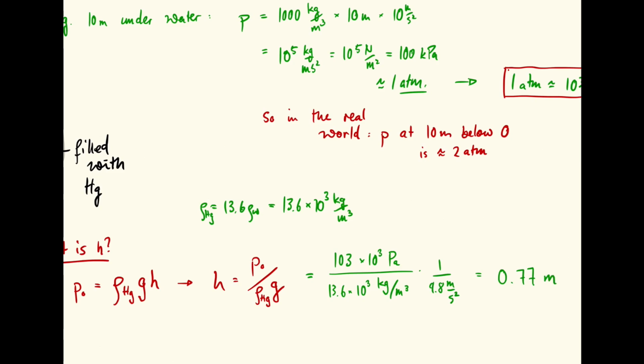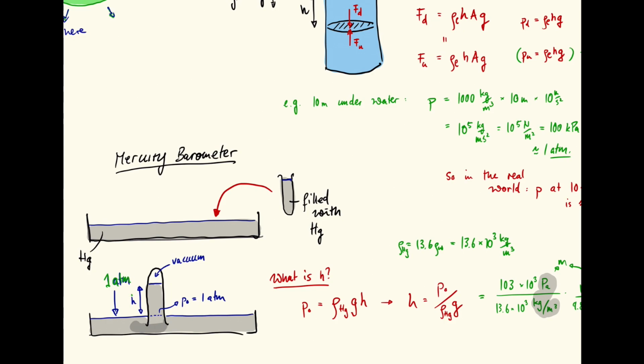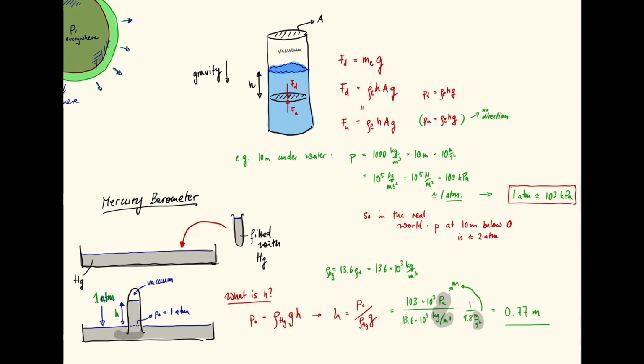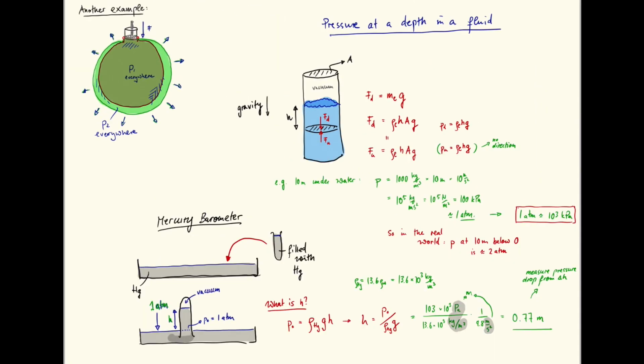77 centimeters. And I urge you, as an exercise at home, to make sure that you understand that these units simplify to meter. And so if the atmospheric pressure drops, your h will decrease, and you can calculate the pressure drop by your difference in h. And this concept is used in weather predictions when you know whether a low pressure system might be moving in or a high pressure system.